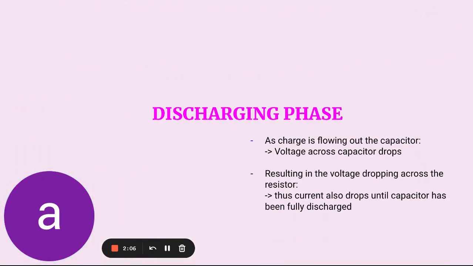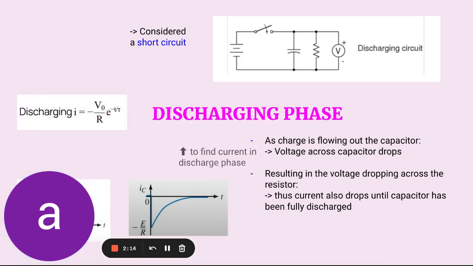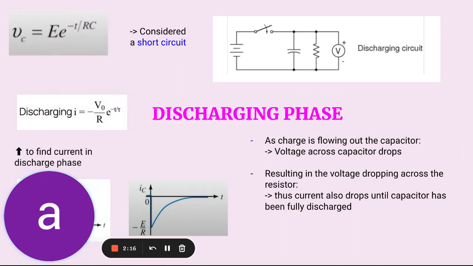Discharging phase. As charge is flowing out of the capacitor, voltage across the capacitor drops, resulting in the voltage dropping across the resistor, and thus current also drops until the capacitor has been fully discharged. This phase is considered a short circuit. Formulas to find voltage and current in the discharge phase have also been shown.